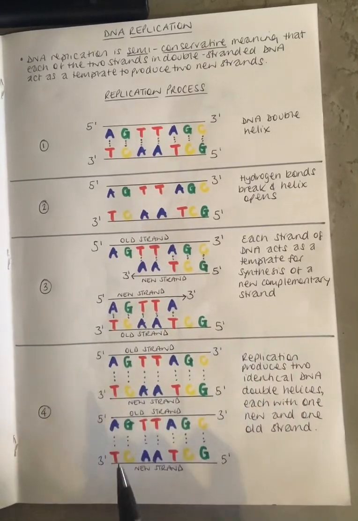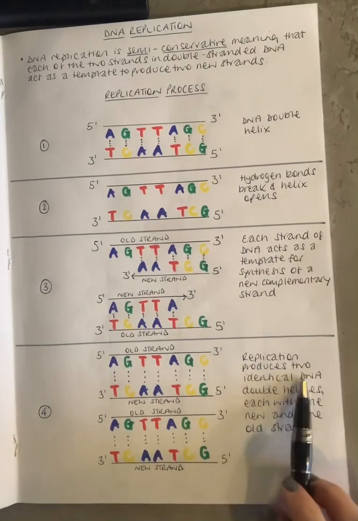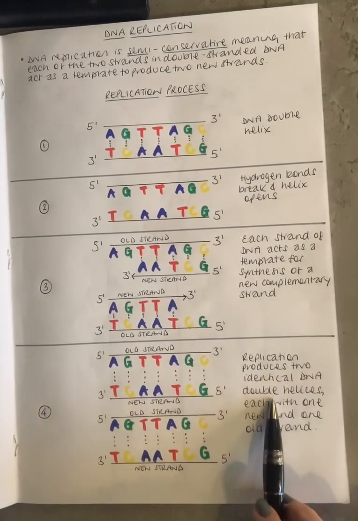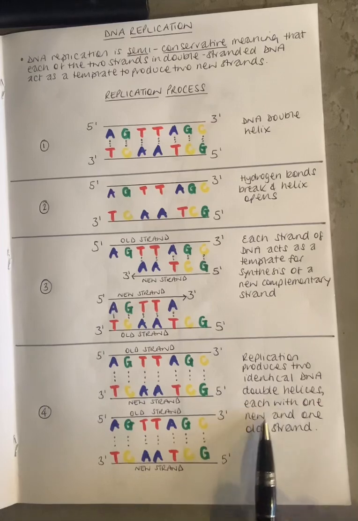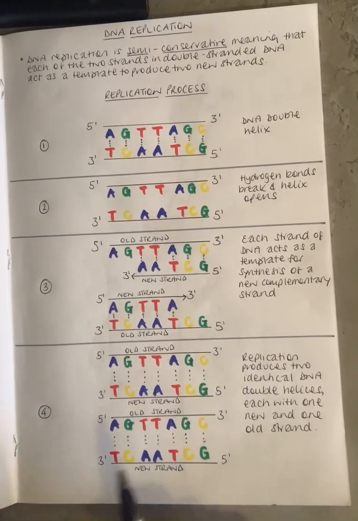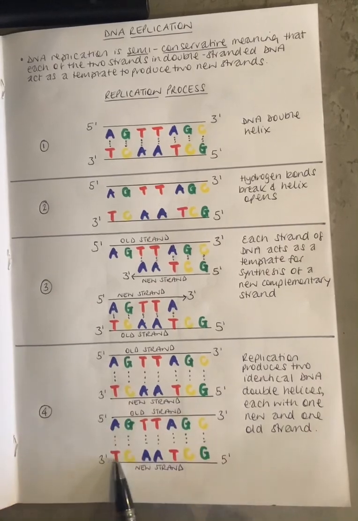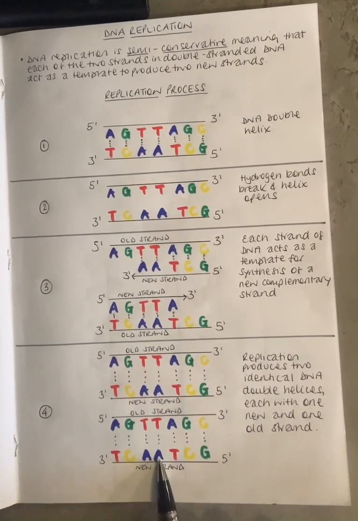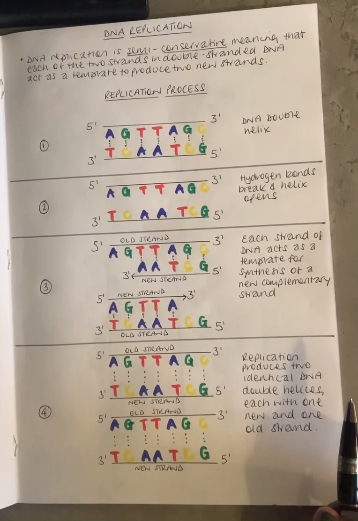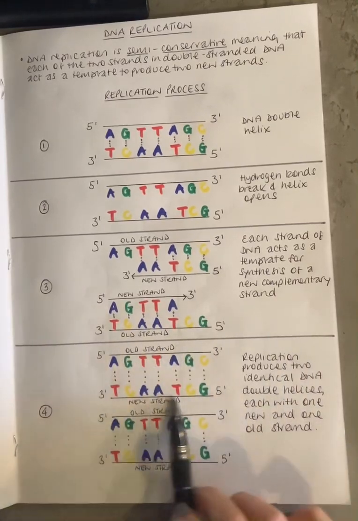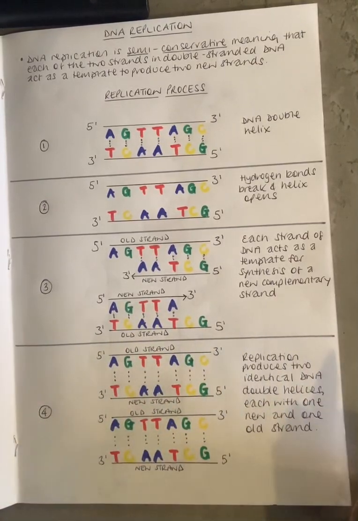And then finally, as it says here, replication produces two identical DNA double helixes, each one with one new and one old strand. So here is our new strand, and here is our old strand, and so on and so forth. So here are our two new molecules.